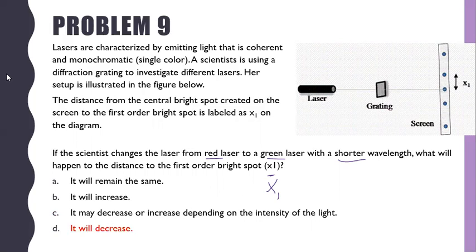That approximation specifically says that x1 would be about equal to 1 times lambda times L divided by d. So if I'm going to a smaller wavelength, lambda, I'm going to get a smaller x. The approximation is always dangerous because it's not going to give you exact answers, but it is helpful to tell these kinds of things, like if I change this, what would happen to that?